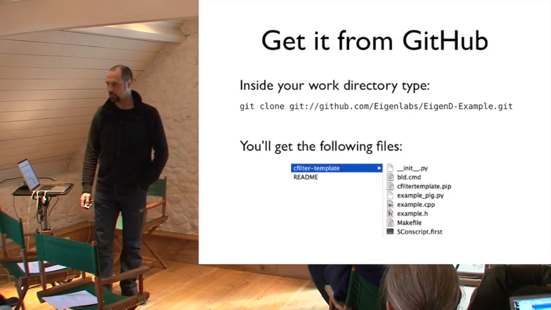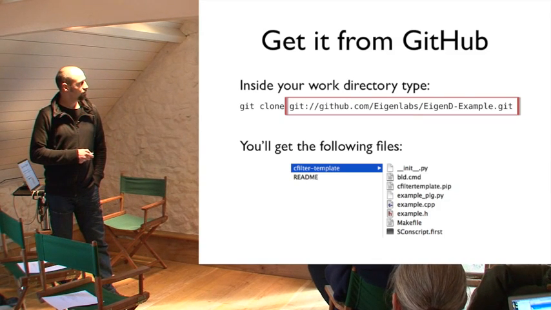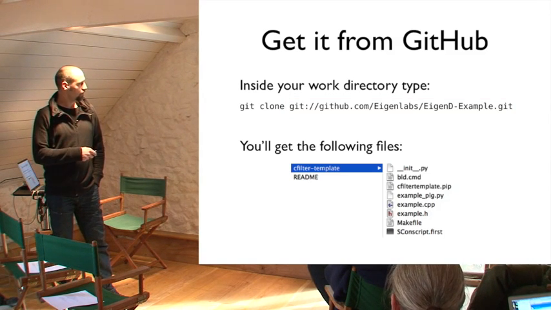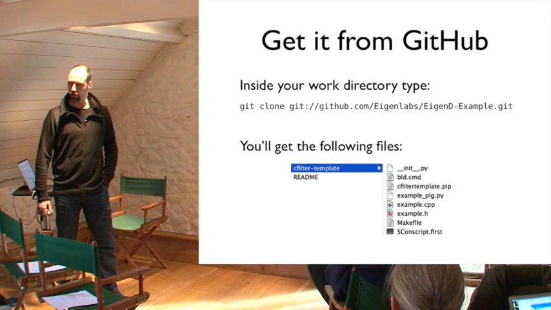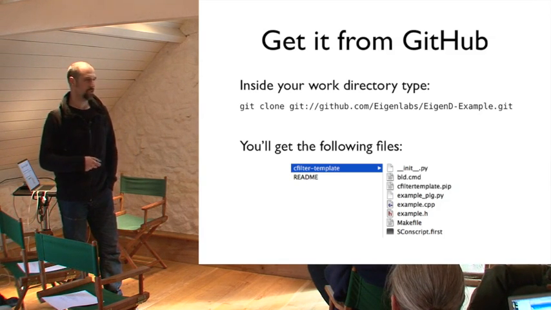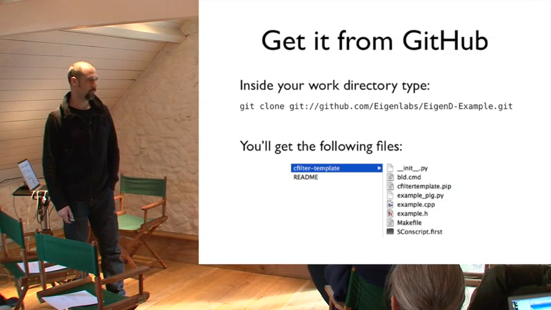So how do you start? There is a new Git repo here, eigenlabs/eignd-example, where you can actually get this example project from, which at the current time has one template project, which is a C-filter template. Over time, this will probably accumulate other templates and interesting projects you can start working from.